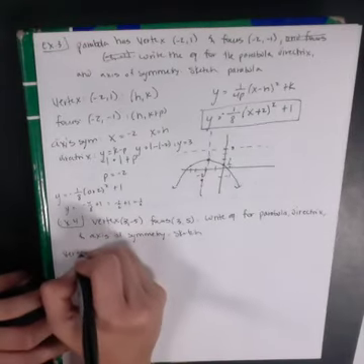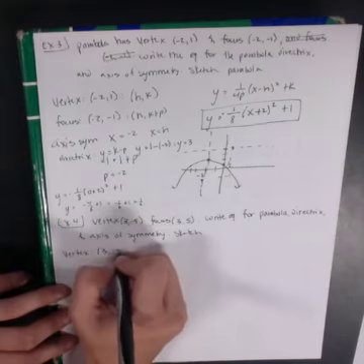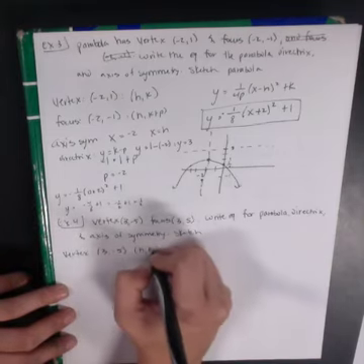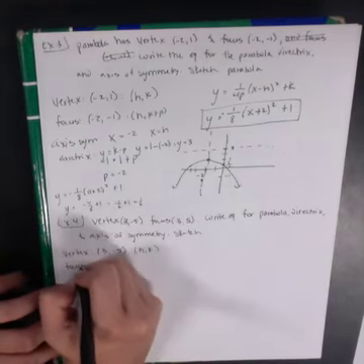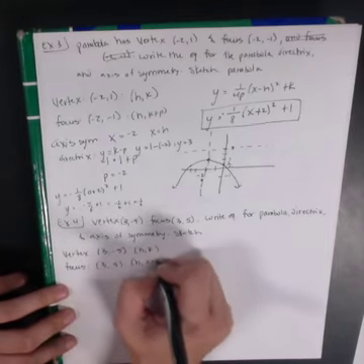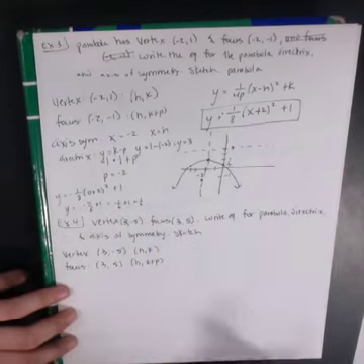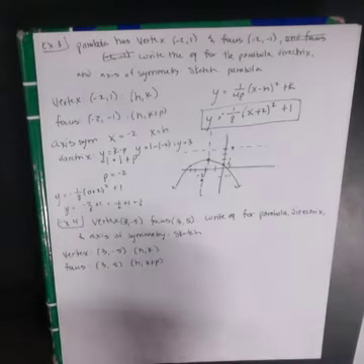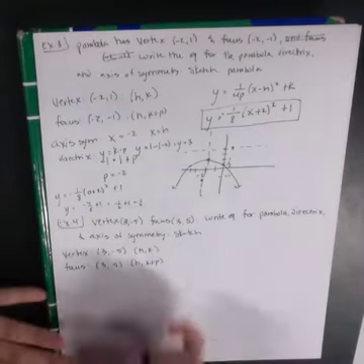So my vertex is (3, -5), which I know is (h, k). My focus is (3, 5), which I know is (h, k plus p). So write the equation for the parabola, directrix, axis of symmetry, sketch, all the things.